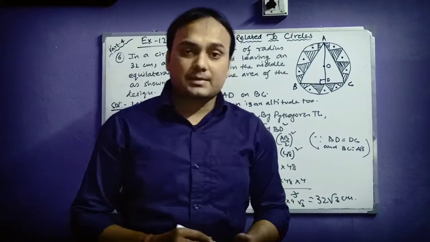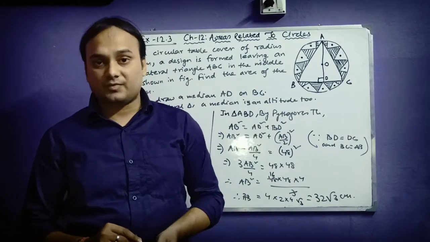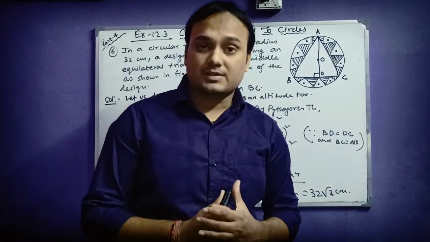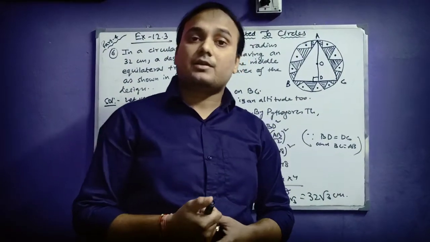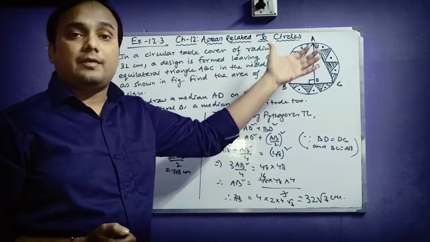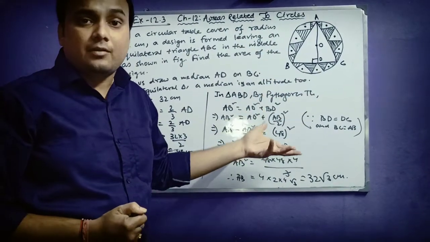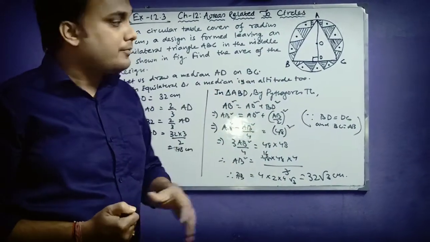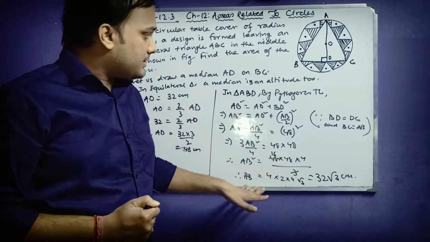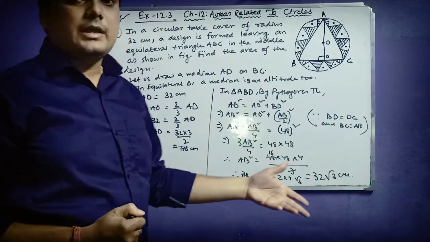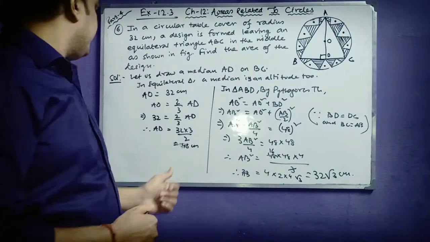Just a few minutes before, while starting the solution of this question, I said that we need to find the side of the equilateral triangle first. Because if we find its side, we can easily evaluate the area of the equilateral triangle, and thus the area of the circle can easily be found because the radius is already given. Now we know the side as 32 root 3 centimeters. We can easily calculate the area of the equilateral triangle.